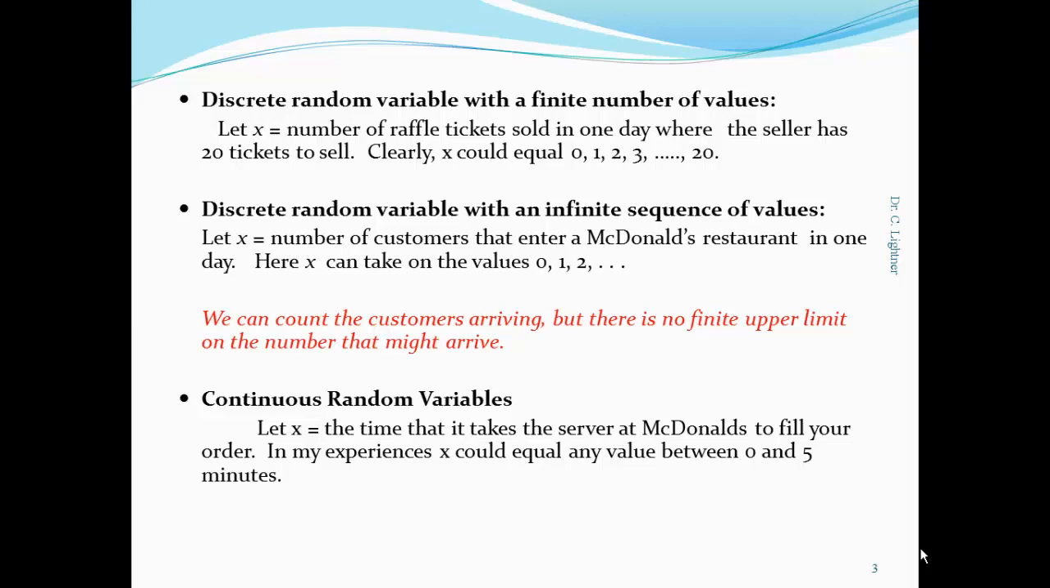With another example, let x represent a random variable in which it's the number of customers that enter a McDonald's restaurant in one day. For this example, x can take on 0, 1, 2, 3, 4, 5, in actuality, any positive whole number. Since this random variable can take on an infinite sequence of values, we can declare that this is a discrete random variable.